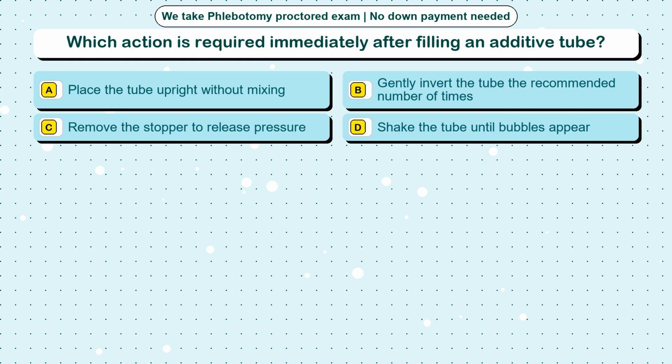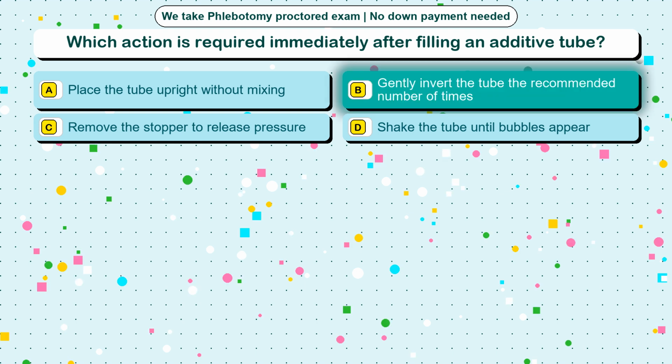Question 54. Which action is required immediately after filling an additive tube? Option A, place the tube upright without mixing. Option B, gently invert the tube the recommended number of times. Option C, remove the stopper to release pressure. Option D, shake the tube until bubbles appear. The correct answer is option B, gently invert the tube the recommended number of times.